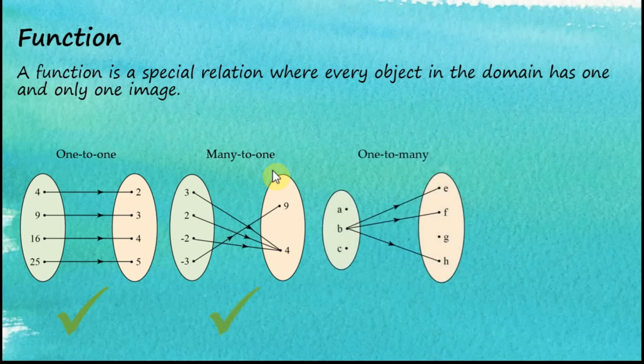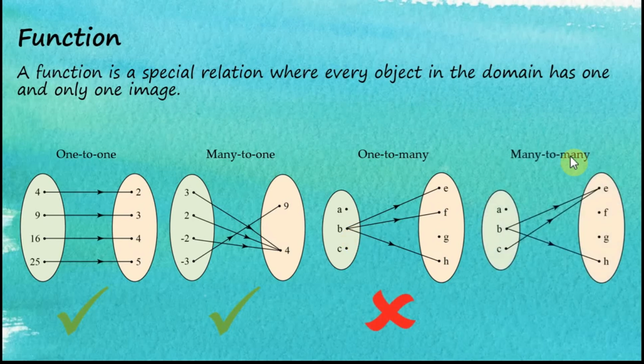What about one-to-many? One-to-many is not a function. Why? Because one object has more than one image. For functions, every object can only have one image, and this one has more than one. For example, B has 3 images, and therefore this is not a function. So a one-to-many relation is not a function, and the last one is many-to-many.